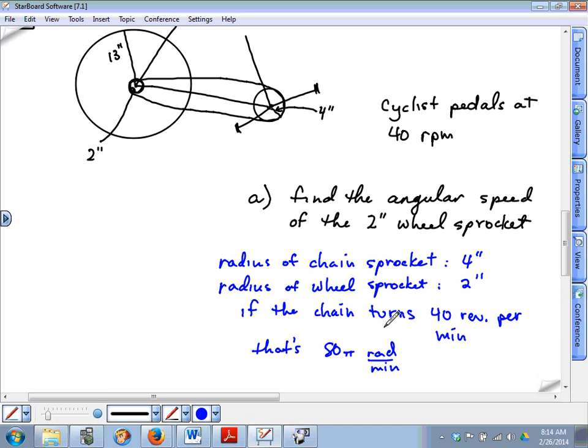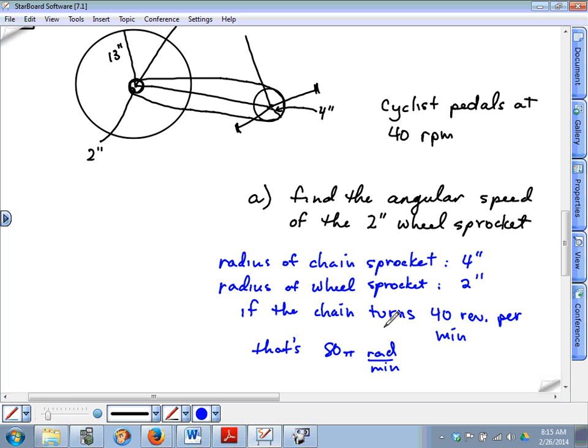If it turns 80 pi radians in 1 minute's time, what's the length of chain that has run through that? I mean, if we were to measure the chain or lay it out flat, what length of chain has turned through that radius? That would be an arc length, right? And why are we so focused on an arc length? Whatever arc length the larger wheel turns, that's the same arc length that the smaller wheel turns.